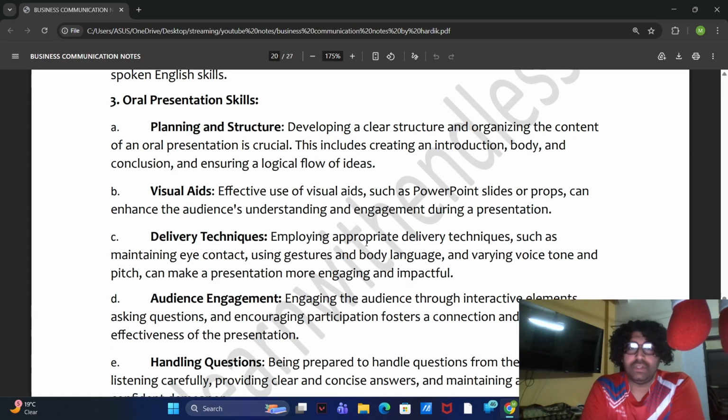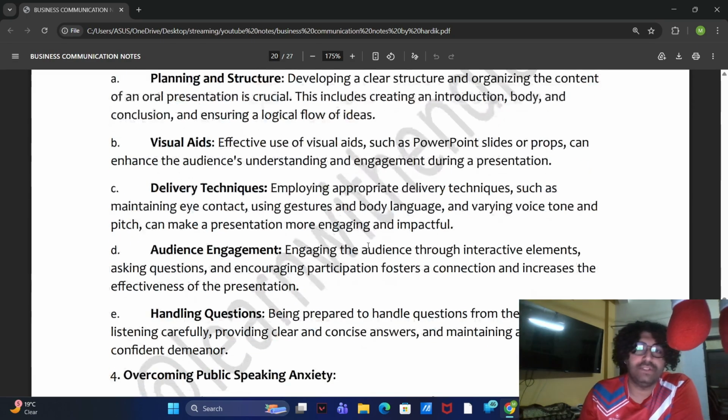Planning and structure. Developing a clear structure and organizing the context of an oral presentation is crucial. This includes creating an introduction, body, and conclusion, and ensuring a logical flow of ideas. Visual aids. Effective use of visual aids, such as PowerPoint slides or props, can enhance audience understanding and engagement during a presentation.